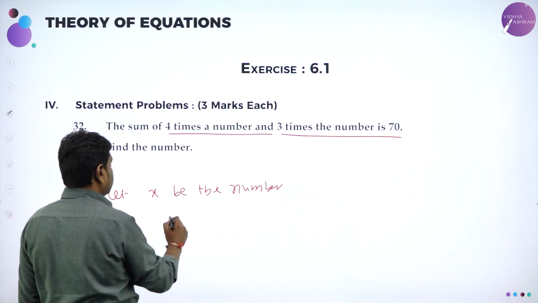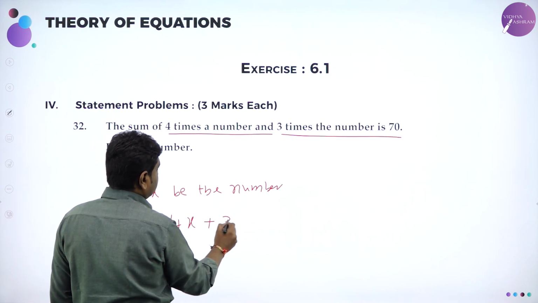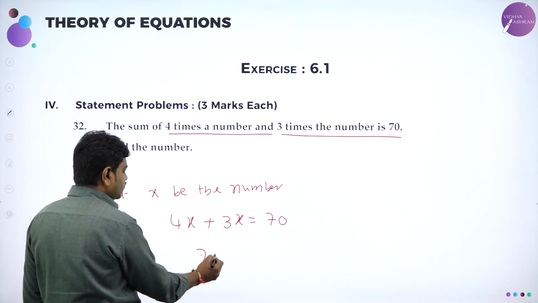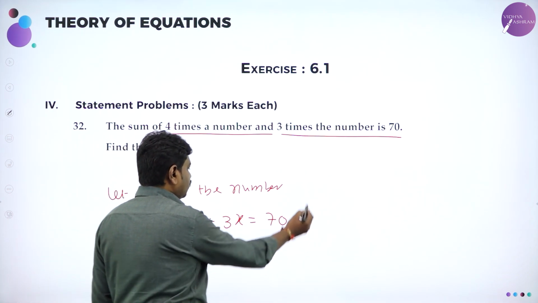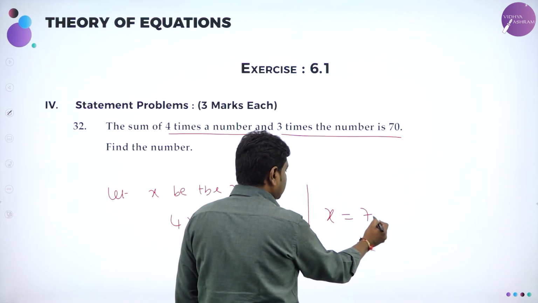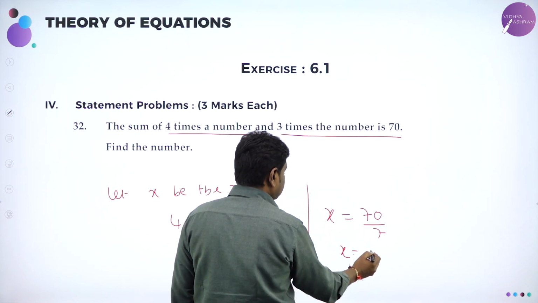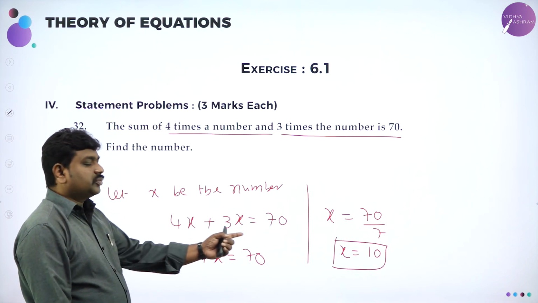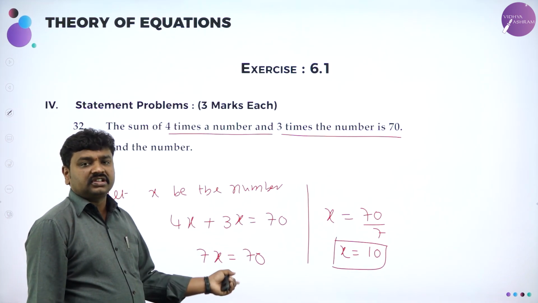The sum of 4 times a number, 4x, plus 3 times the number, 3x, is 70. Find the number. What is 4x plus 3x? 7x. 7x is 70. Therefore, what is x? x is 70 divided by 7. What is 70 by 7? x is 10. The number is 10. So if you check, 4 times 10 is 40, 3 times 10 is 30, and 30 plus 40 is 70.